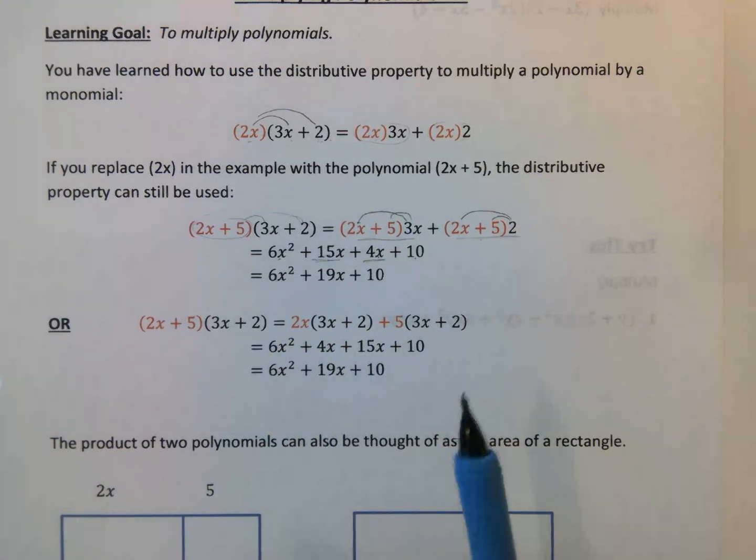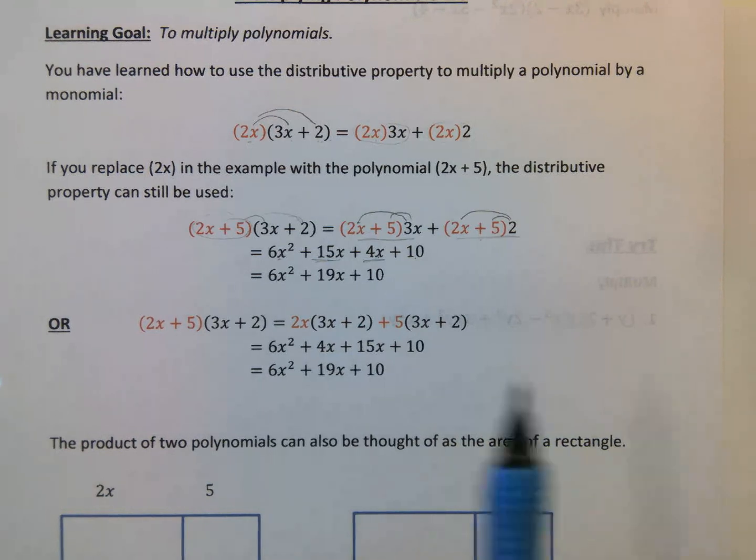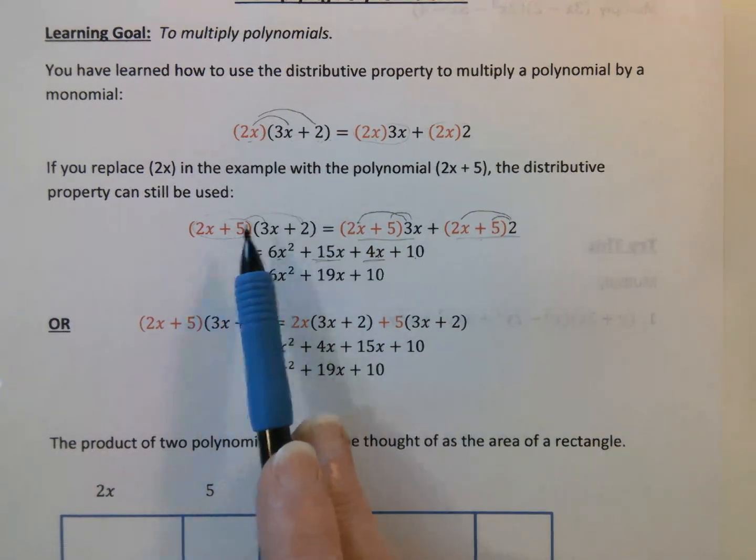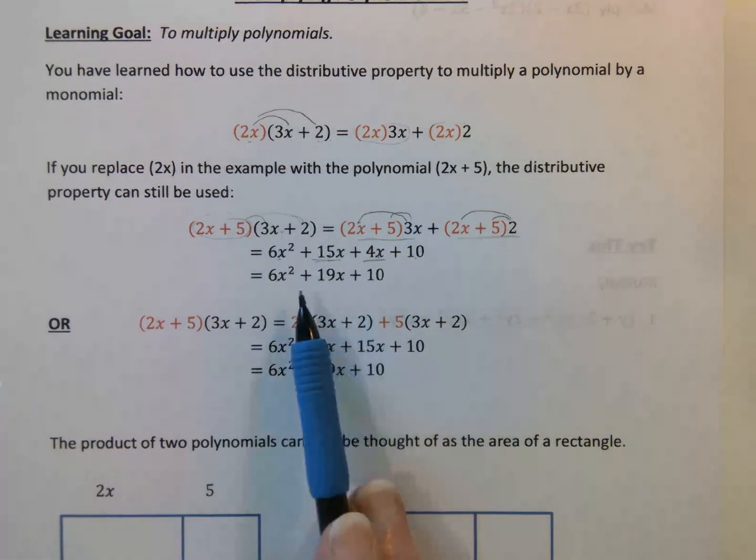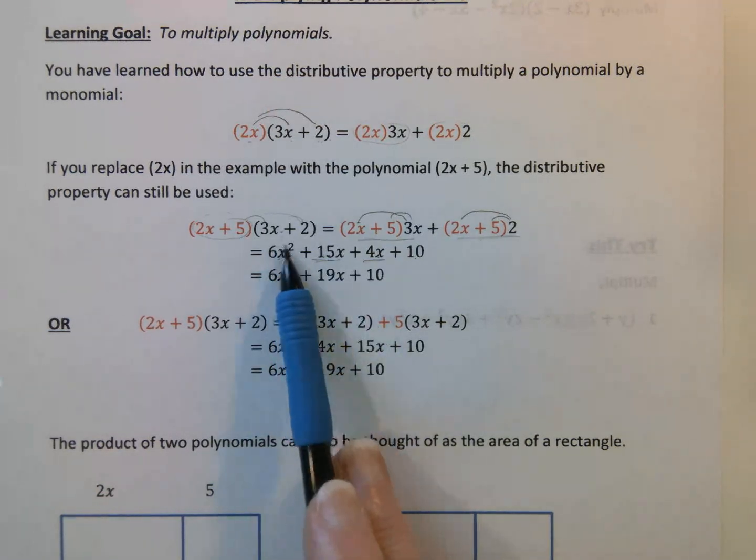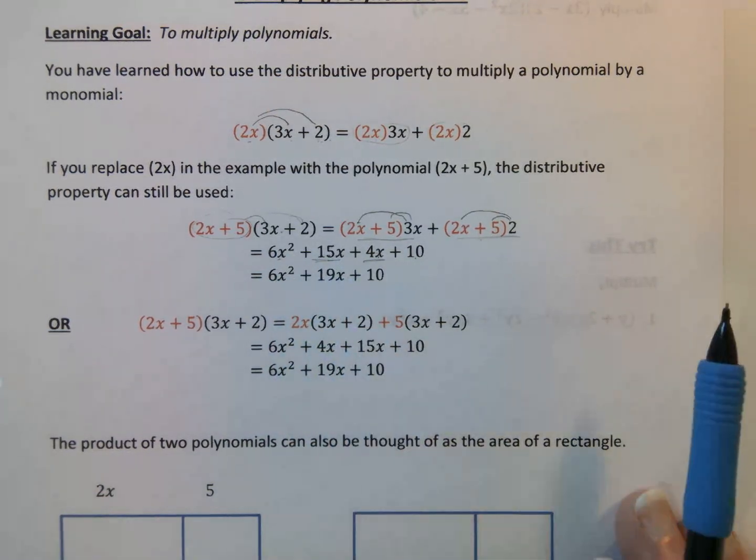And most of the time, not all of the time, but most of the time, when you multiply two binomials together, you're going to end up with a trinomial. You'll usually have two terms that are like terms.